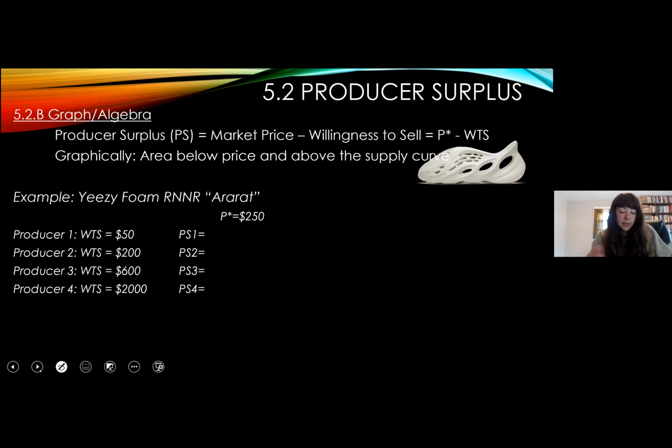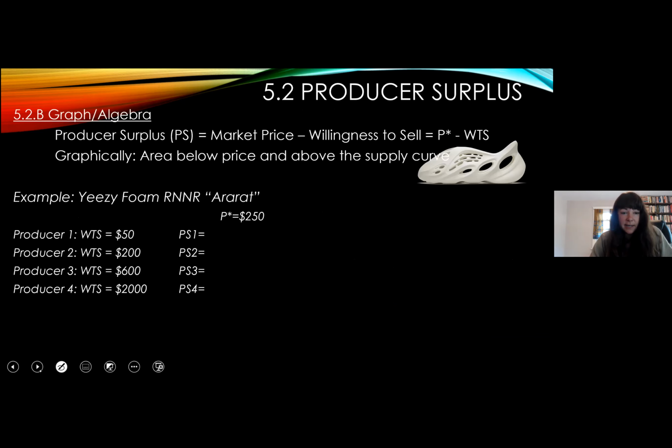The first producer is willing to sell their pair of Ararats. We're assuming the product is all identical. So these are all shoes that are in equally good shape. And the sellers have relatively similar shipping costs and all of that. But the first producer is willing to sell for the least. They have the lowest opportunity cost.